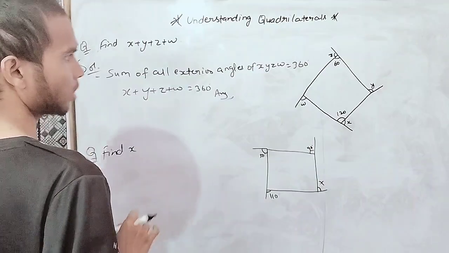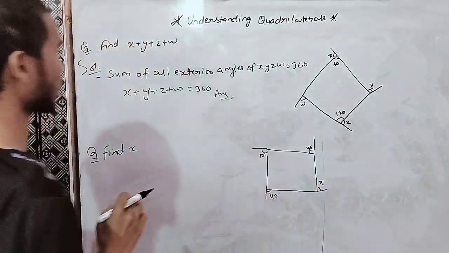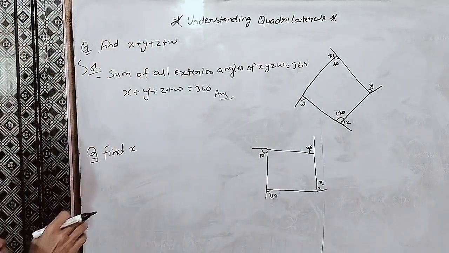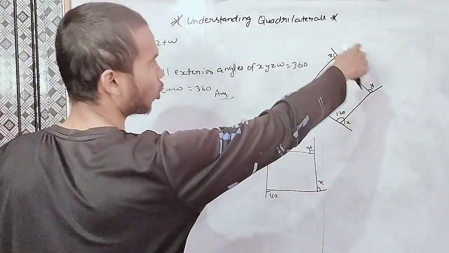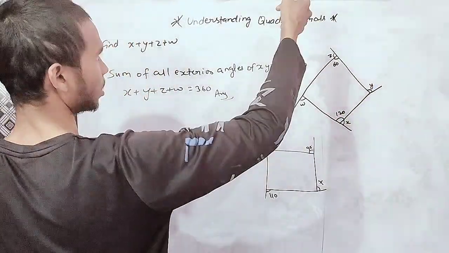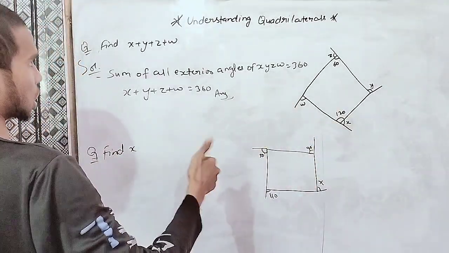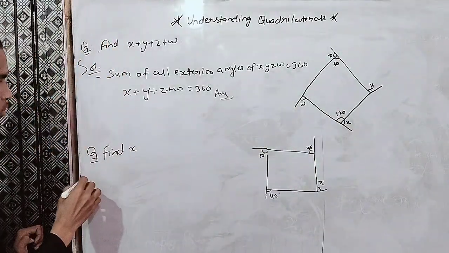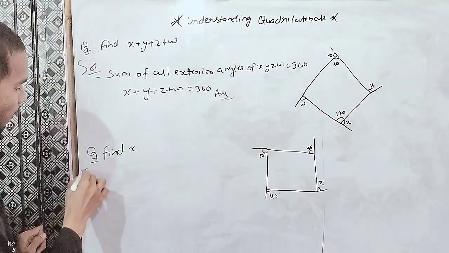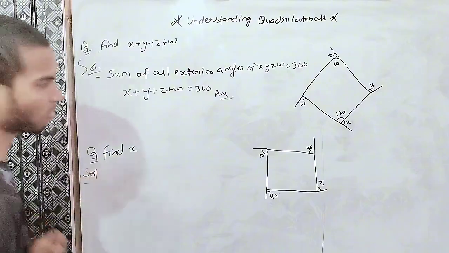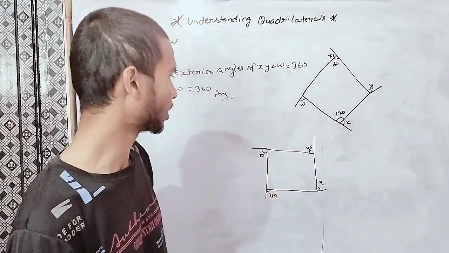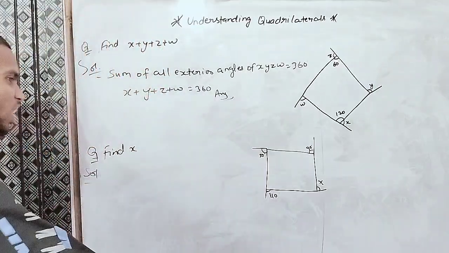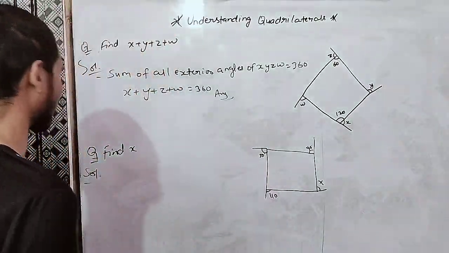We have already understood with the formula. We already know that the sum of all exterior angles of a polygon is 360 degrees. Now in this question, find x. Where is x? This is x. X is an exterior angle.